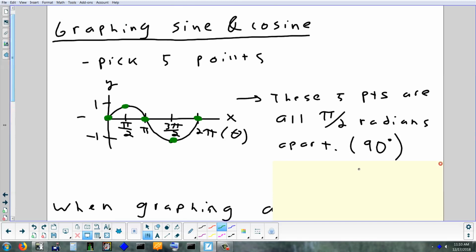And that is an accurate sketch of the sine function. Okay? That is to scale and everything. It's perfectly accurate.